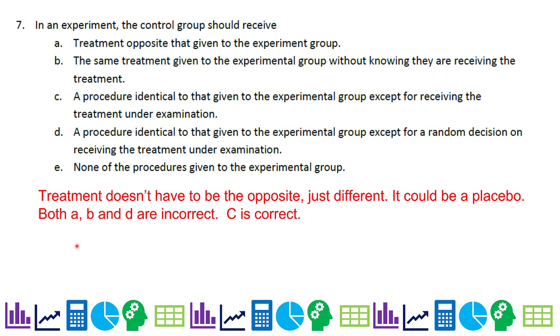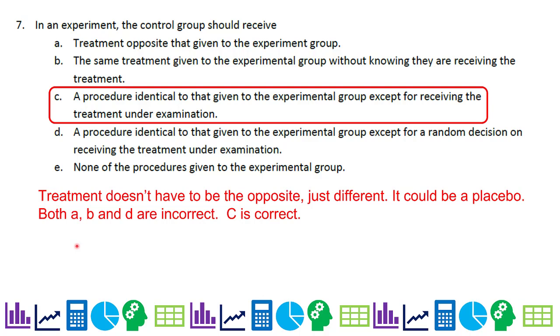And then if you look at D, it says a procedure identical to that given to the experimental group, except for a random decision on receiving the treatment under examination. So you have two groups. The control group, everyone in that group should not receive the same treatment as the other group. It could be a placebo. It could be no treatment. It could be you're comparing treatments. So A, B, C, and D are incorrect. C is correct. A procedure identical to that given to the experimental group, except for receiving the treatment under examination.